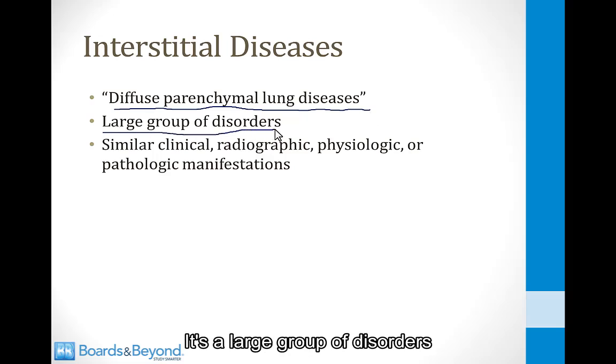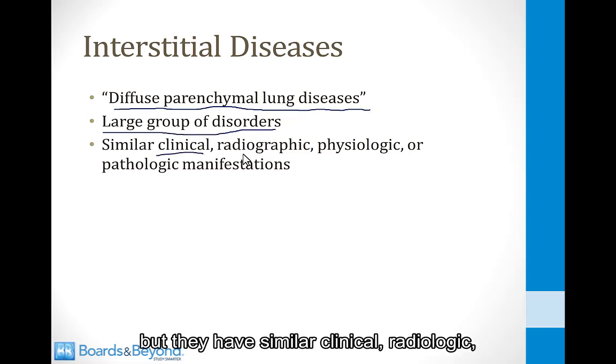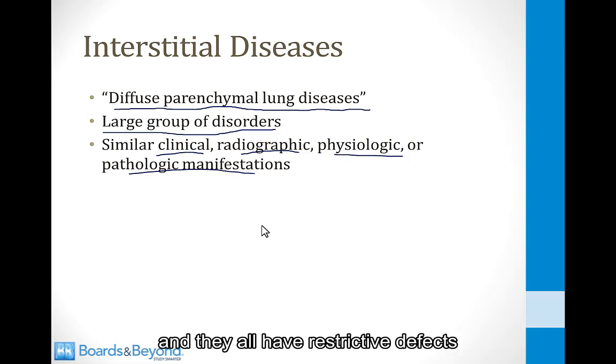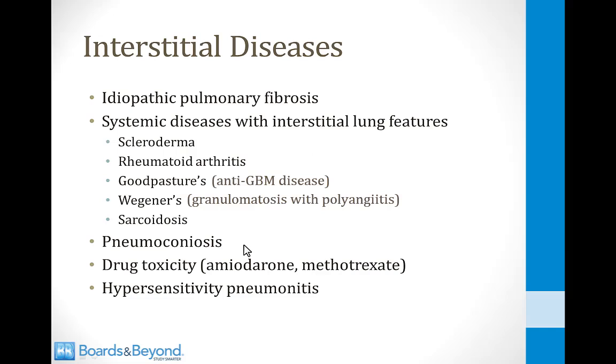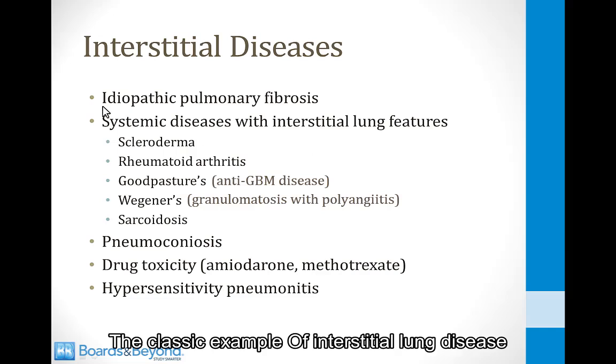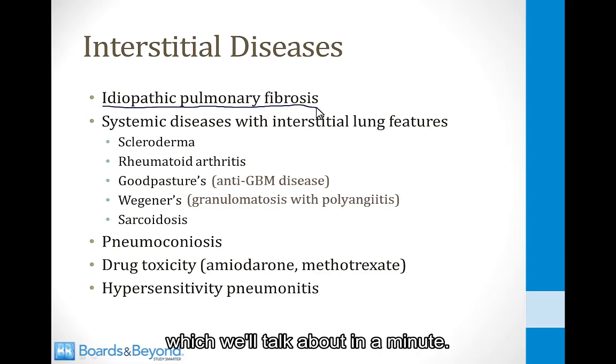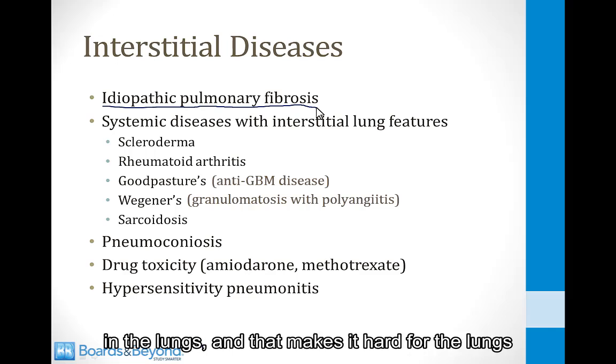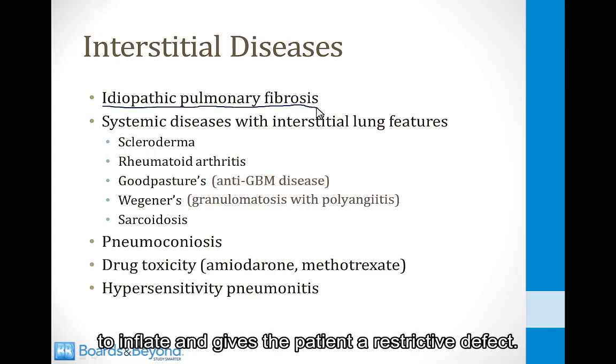It's a large group of disorders, but they have similar clinical, radiologic, physiologic, and pathologic manifestations. They all give you those interstitial patterns on imaging, and they all have restrictive defects on pulmonary function testing. The classic example of interstitial lung disease is idiopathic pulmonary fibrosis, which we'll talk about in a minute. This is where fibrous tissue is diffusely laid down in the lungs, and that makes it hard for the lungs to inflate and gives the patient a restrictive defect.